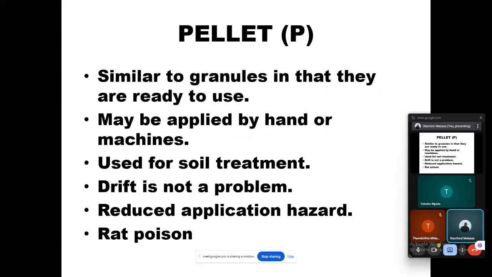Then pellet, it's similar to granules in that they are ready to use, may be applied by hand or machines, also used for soil treatment. Drift is not a problem, so they are easy to work with. So we have reduced application hazard. Rat poison is usually delivered as pellets.